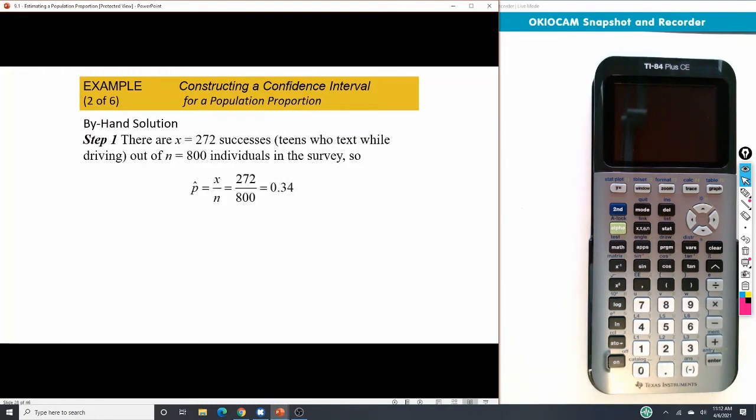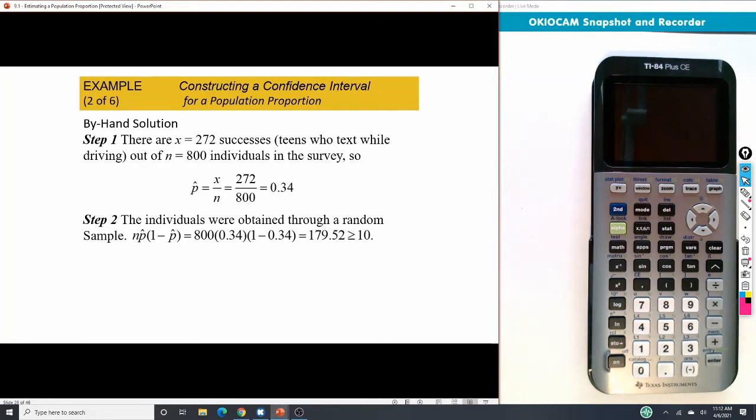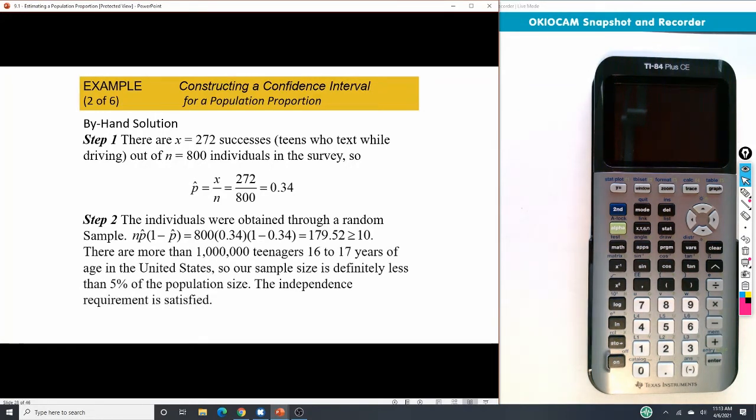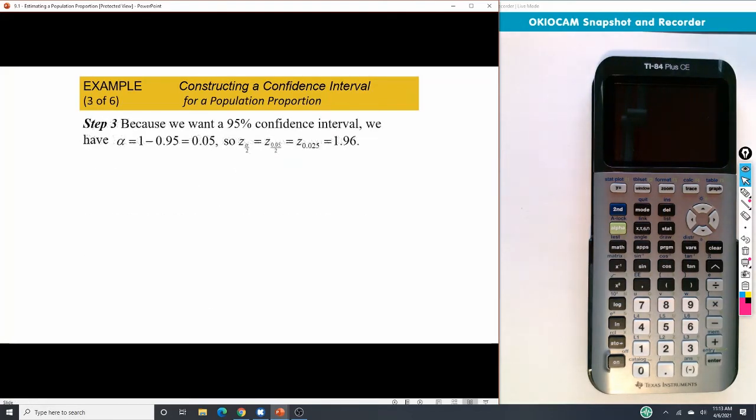All right. Now, if we're doing it by hand, we need to first calculate p hat. So we get the 272 divided by 800. Okay. We verify that it's normal. And we see that it is. So we have a p hat of 0.34 with those.